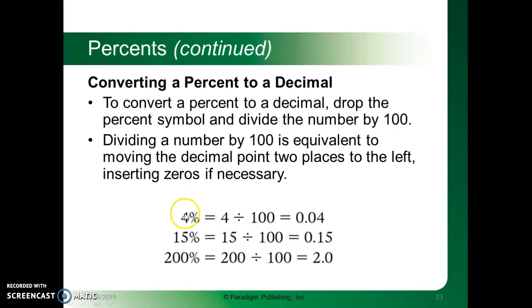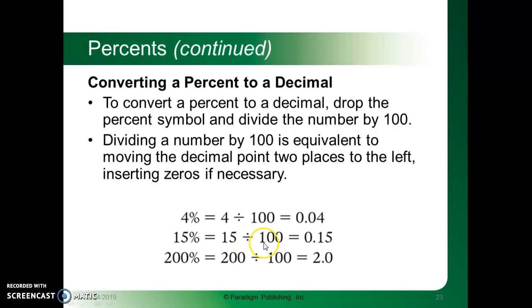So for example, the first one, 4% is equal to 4 divided by 100. So our leading zero is 0.04. Like the second phrase here said, we can also move the decimal point 2 spaces to the left. So if I have an imaginary point after the 4, we would move it 2 spaces over. So that would give us 4, 0, and then a decimal. And again, don't forget that leading zero.